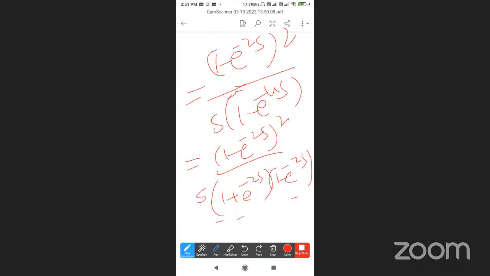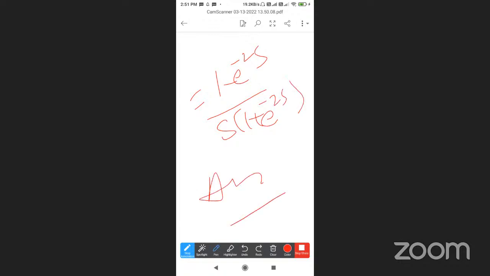So what term is common? The same term will be cancelled. So we get the answer: 1 minus e power of minus 2s by s into 1 plus e power of minus 2s. That is the Laplace transform of the periodic function. We got the answer. We have to practice; these problems are there.